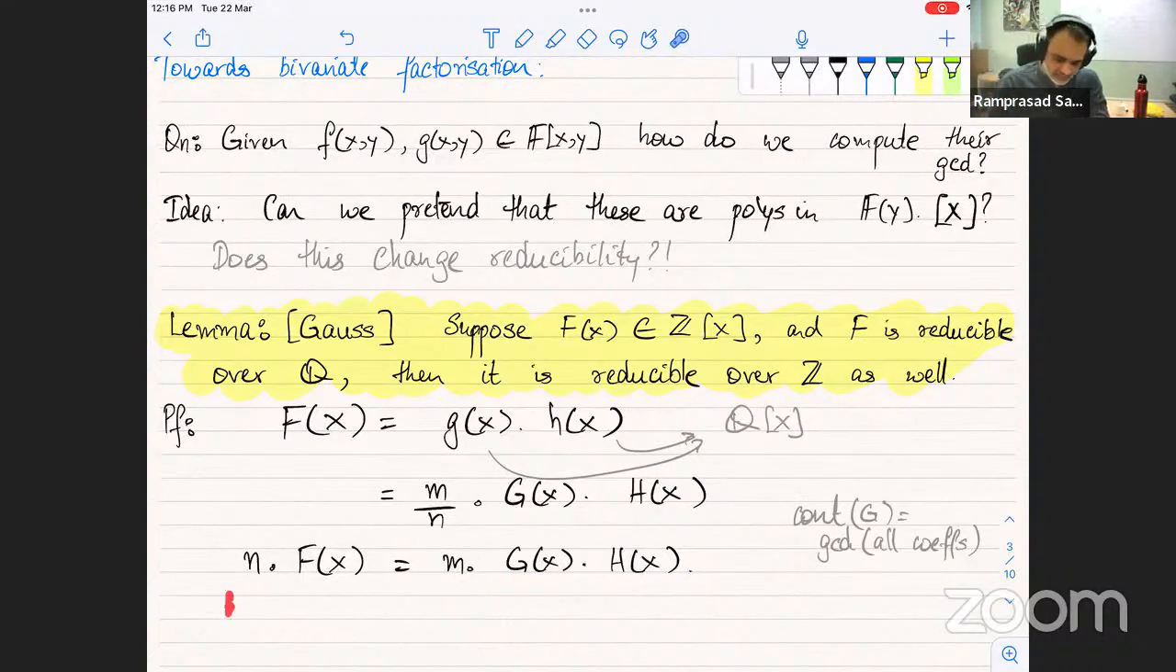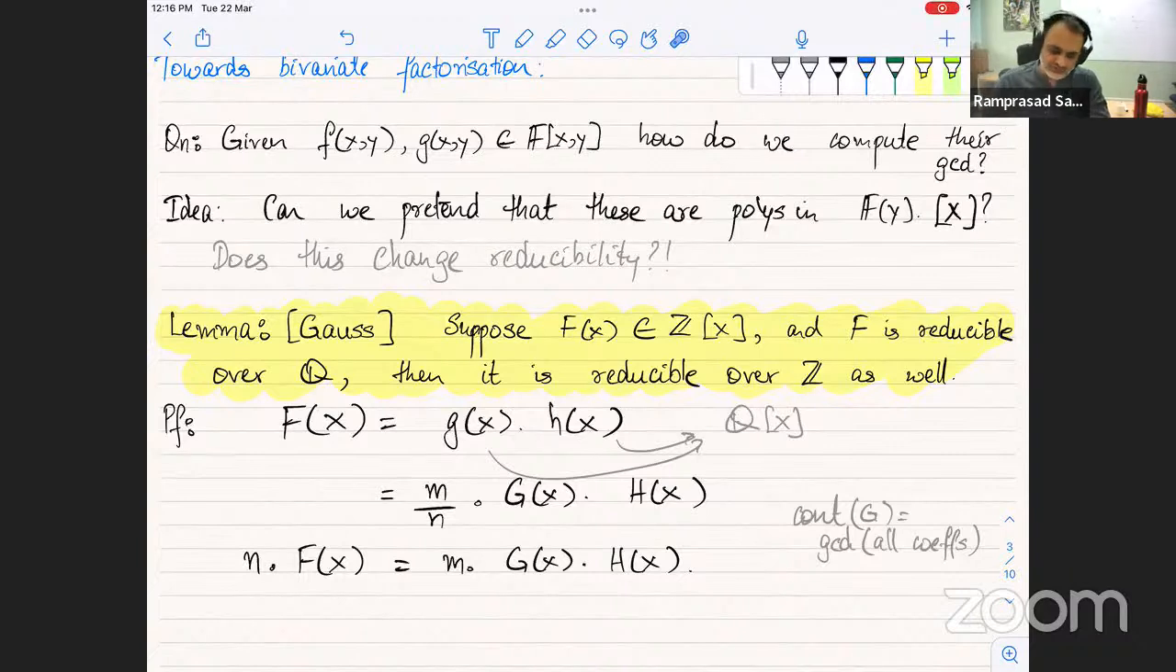But on the other hand, the content of the left-hand side is at least n. I mean, I don't know what common factor F already had inside itself, but it's at least n, and I want to argue that therefore n must divide m. Is this okay so far?